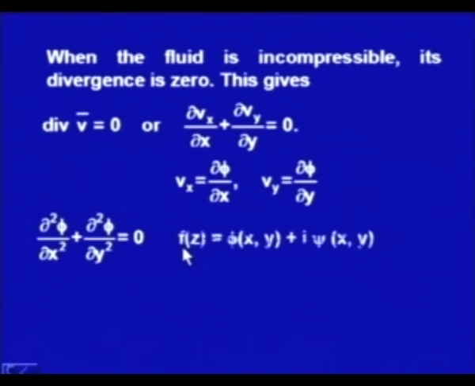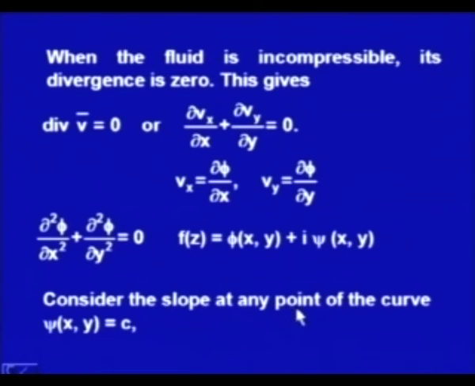So, if it is a harmonic function, then we can associate a function f(z) which is expressed as phi(x, y) plus i psi(x, y). So, f(z) is an analytic function in which the real part is the velocity potential phi, but the question is what is this function psi?